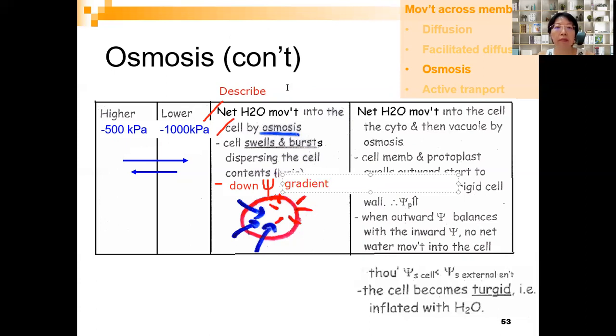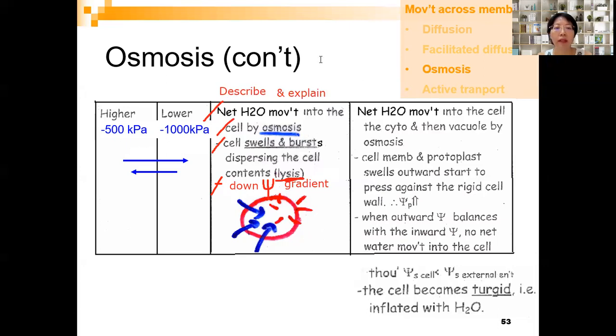So describe and explain. Down water potential gradient. So describe again. What do you see in the cell? The cell will swell and then eventually it will burst. Another word for bursting of the cell is called lysis. Any word ending with 'sis' is a process. Lysis, lys means to break. So the cell will burst, dispersing the cell contents. So this is describe and explain.